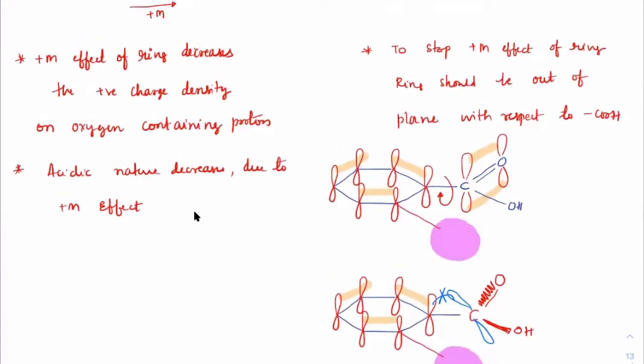Now if you read it carefully once again, the plus M effect of the ring will only decrease the acidic nature. So if it is stopped, then the acidic nature of COOH will increase. Which means the bulkier the groups you put on the ortho position, the stronger the benzoic acid will become, or the more acidic it would become.